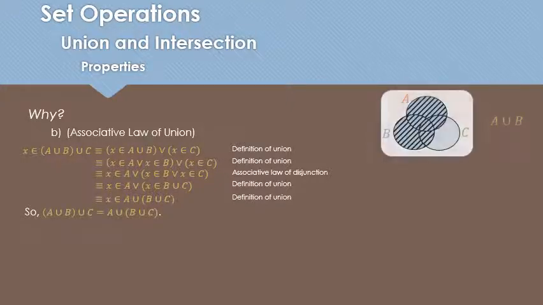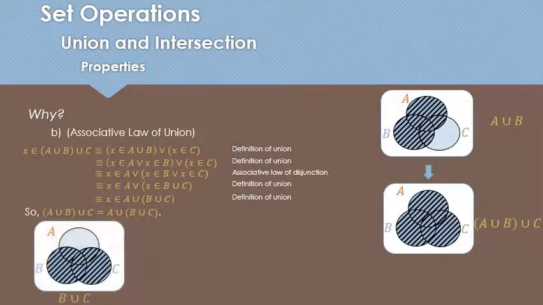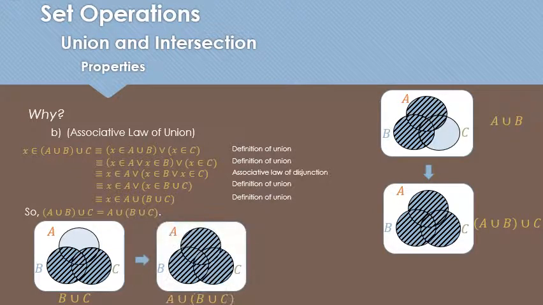Again, we can see this with Venn diagrams. Here's A union B. I'll take that and I'll union that with C to get this set. So that's the left-hand side, (A union B) union C. And on the right-hand side, we'll take B union C and perform a union with the set A to get this set. And again, we can see that the two sets we ended up with, the left-hand side and the right-hand side, are both equal.